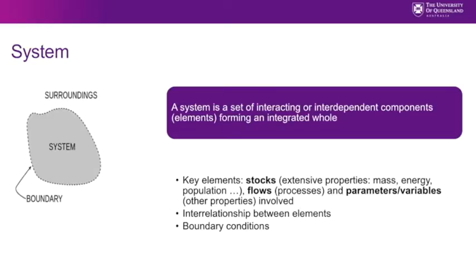Well, a system is a set of interacting or interdependent components or elements that form an integrated whole. So key elements of the model components are stocks, flows, and parameters and variables. We also have interrelationships between elements, and, as I mentioned before, boundary conditions. So I'm going to start explaining in more detail what these elements are and what the main characteristics of these elements are.